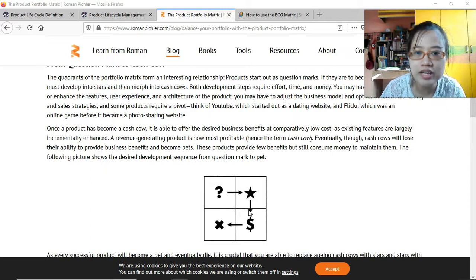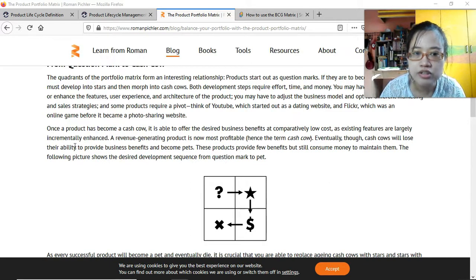Once a product has become a cash cow, it is able to offer the desired business benefits at a comparatively low cost, because there's low growth. So if you want to make an upgrade or innovate or improve the product, it's very minimal. Okay, the changes that are being made are minimal, so the cost is also minimal on that end. But since it's still at the maturity stage, there are still a lot of people using or patronizing the product, so it's still generating income for the company. Okay.